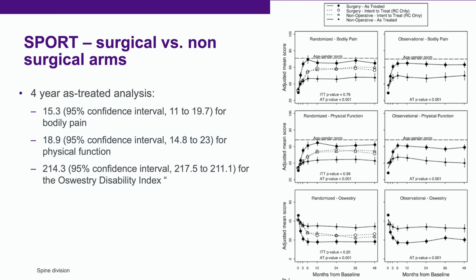Also, very important, the SPORT trial published its 4-year outcomes for the spondy group. We can see that at 4 years in the as-treated analysis, we see much better results for the surgical group: 50 points better for bodily pain, 18 points for physical function, and 14 for ODI. And we see that the difference is maintained over the course of the SPORT trial.